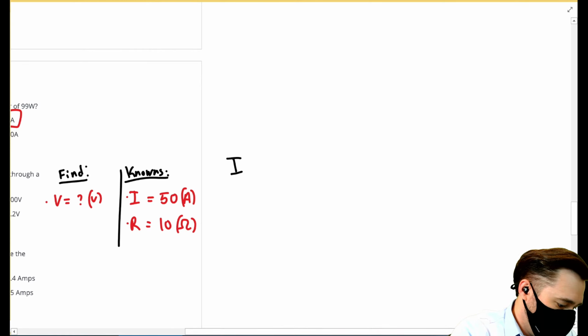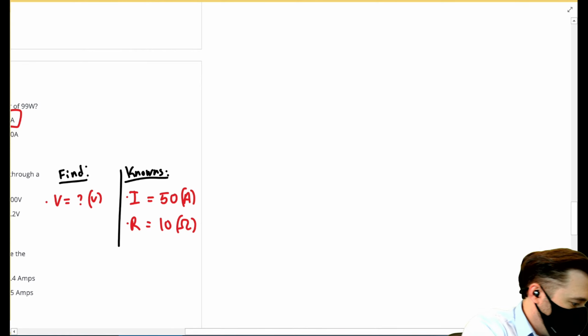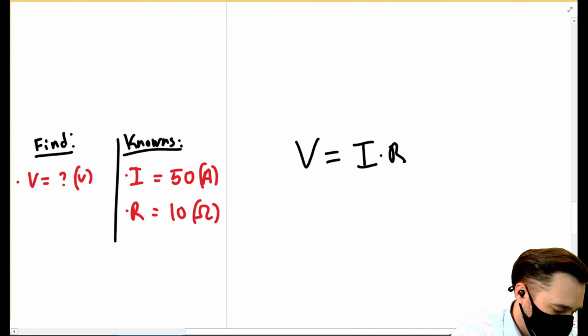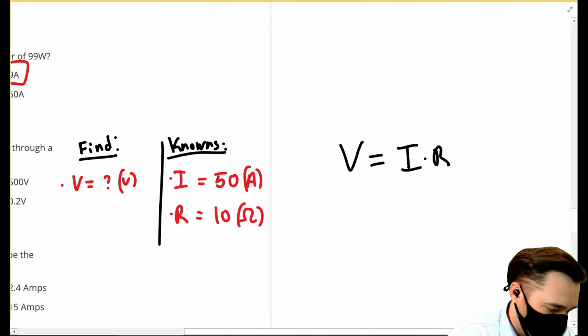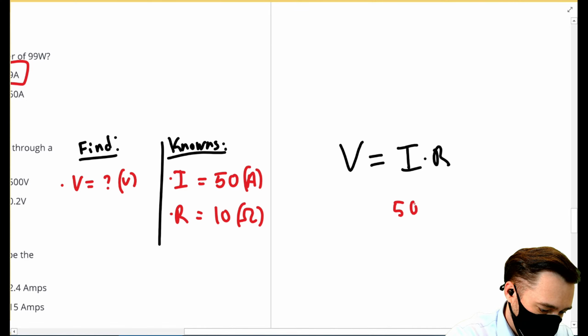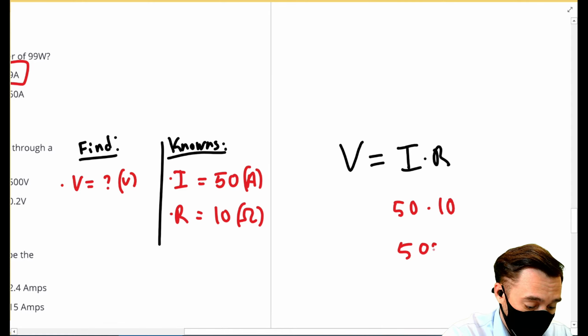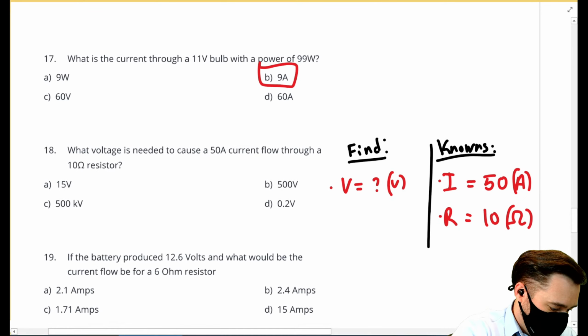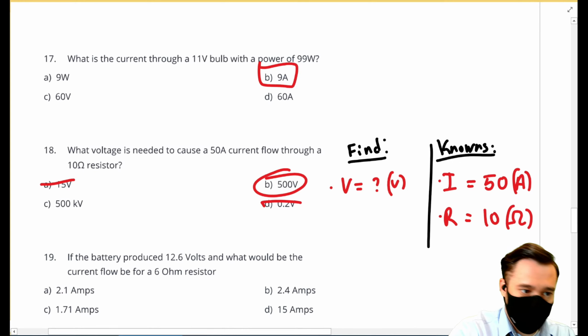So V equals I times R. I'm already solved for voltage, so I just literally need to plug in. So it's going to be 50 times 10, and that will give us a whopping what? 500 volts. So it's not that one, not that one. 500 volts.